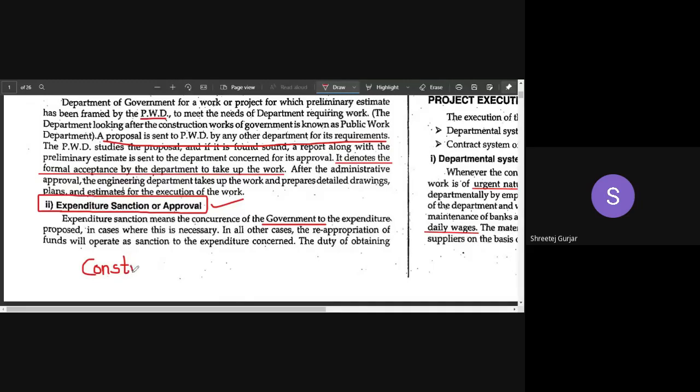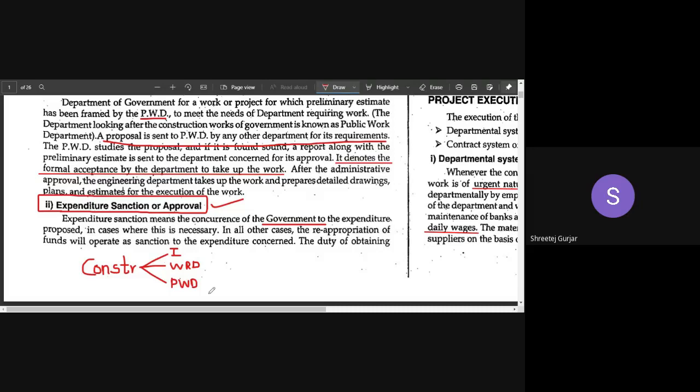So this construction work has many types under it, right? We have road work, infrastructural work. Then we have the water resource department, which takes care of dams, canals, aqueducts, all those water related construction. And then we have the PWD department, the Public Works Department, which takes up your infrastructural work. So these funds are again diverted to these particular departments.